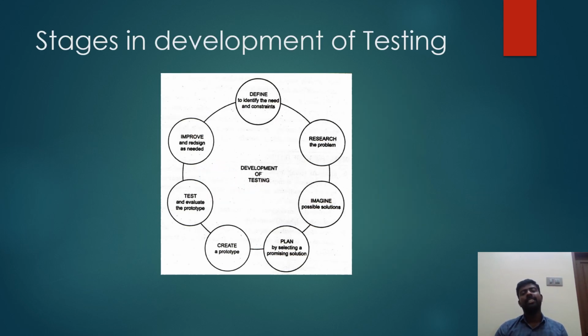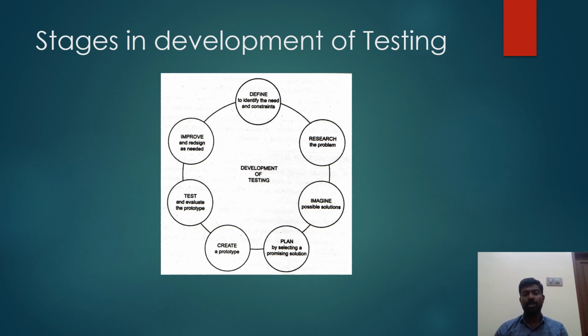The next topic is the stages in the development of testing. As we have discussed the types of material testing, it is very important to know the stages in the development of testing. Initially, while testing a material or a product, the very basic thing is to identify the need and constraints for testing. Why do we want to go for testing of a particular material? This arises based on some problem in that material. This can be identified. Then research can be made based on the arising problem.